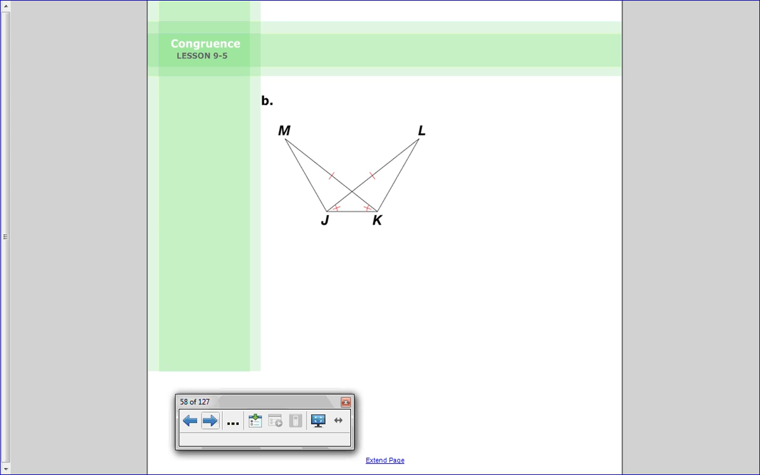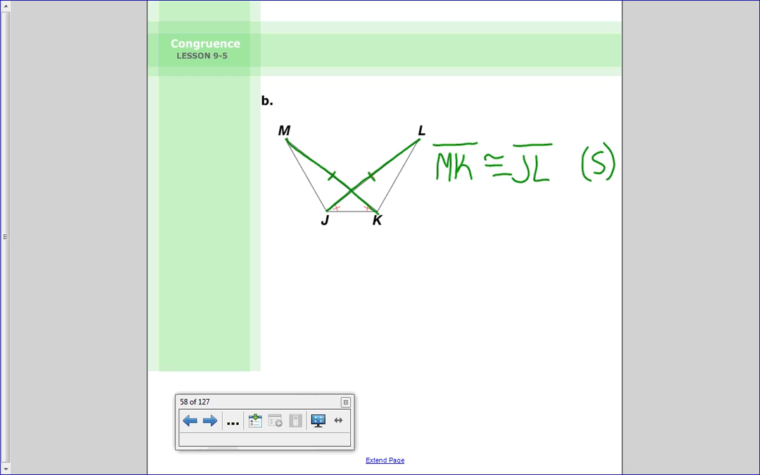So again, find those notches here to help you figure it out. First they show a notch here and here, telling us that those two sides are congruent. So I'll start with that. Line MK is congruent to this line of JL. And again, those are sides, so I'm going to just put an S next to it. And then they show angle J is congruent to angle K. So we know those are the same, and those were angles.